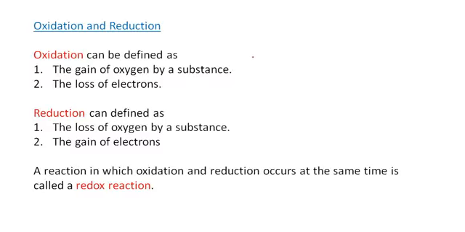Now, some people use the term OIL RIG in order to help them remember what oxidation and reduction are. So oxidation is the loss of electrons and reduction is the gain of electrons. So that's how we have OIL RIG. And a reaction in which oxidation and reduction occur at the same time is called a redox reaction, as in reduction and oxidation.